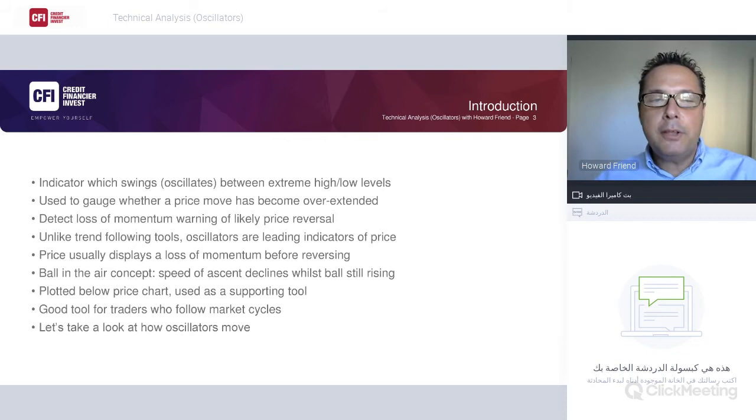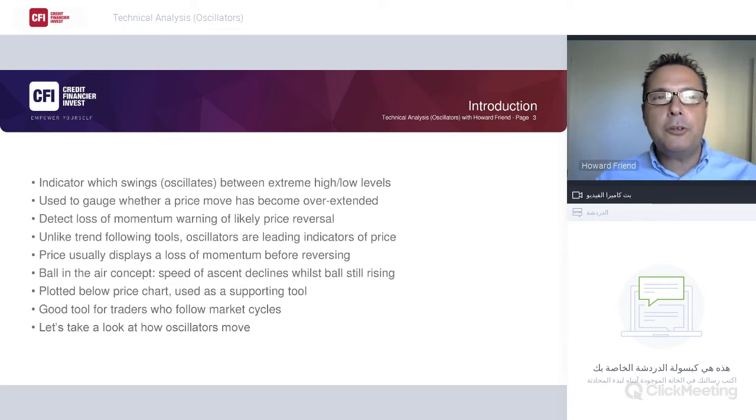Oscillators detect a loss of momentum. So, for example, if the price is moving in one particular direction and the momentum oscillator starts to slow down and not confirm the move, then that gives you a pretty good indication that the move is perhaps in its latter stages, and there's a potential price reversal about to occur.